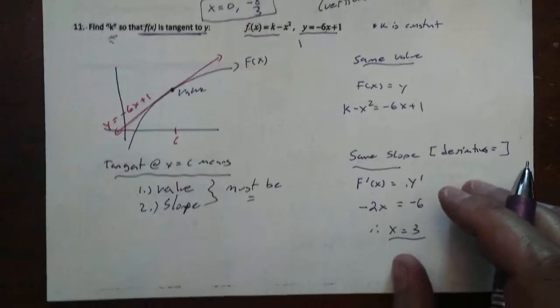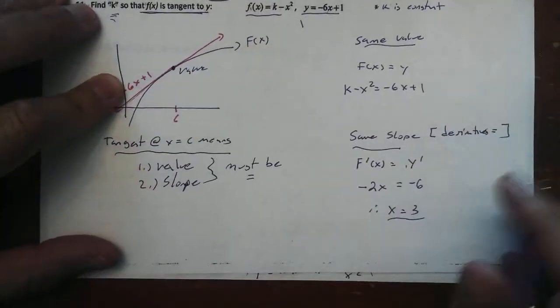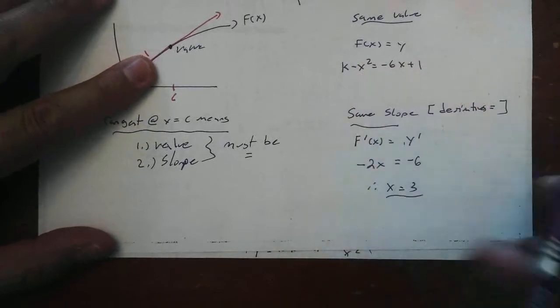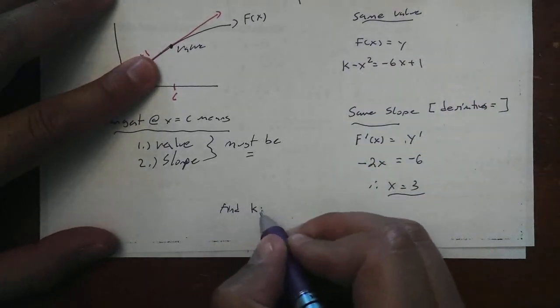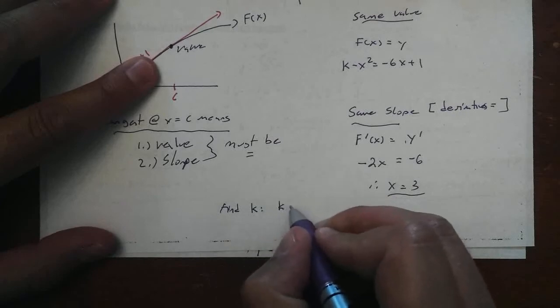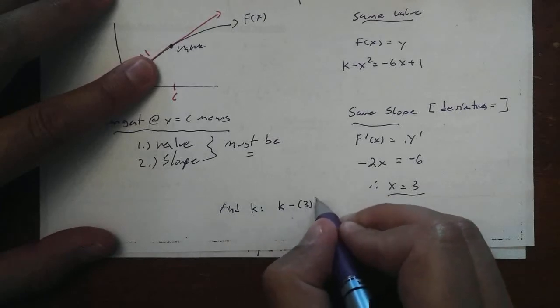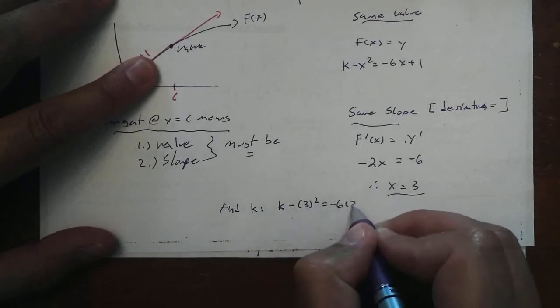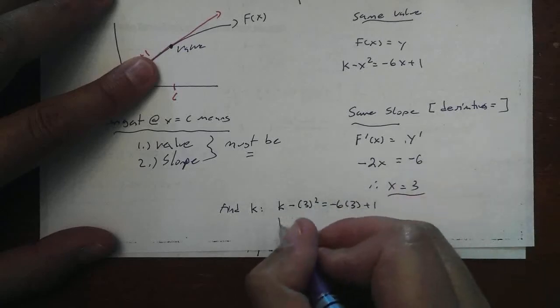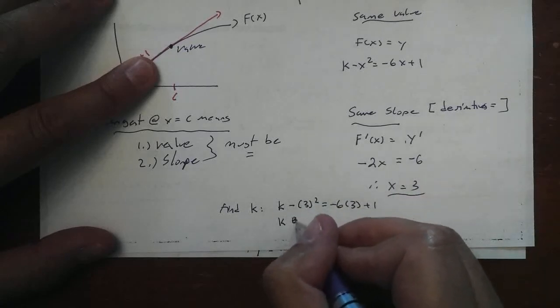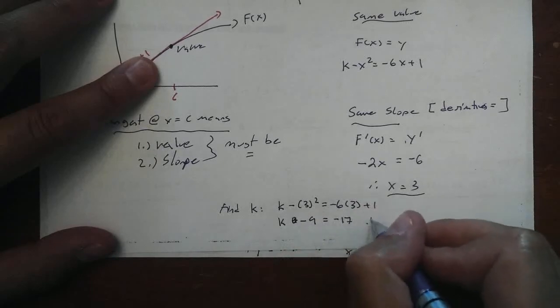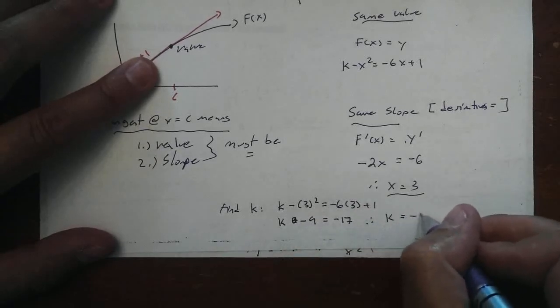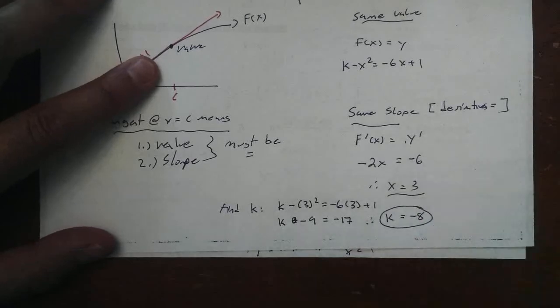So negative 2x equals negative 6, so x is 3. So once I have x is 3, I can now plug it into my value because that has x and k's. So now I'm going to find k. I can just plug it in. K minus 3 squared equals negative 6 times 3 plus 1. So I can go k minus 9 equals, that's what, negative 17? So therefore k is negative 8.